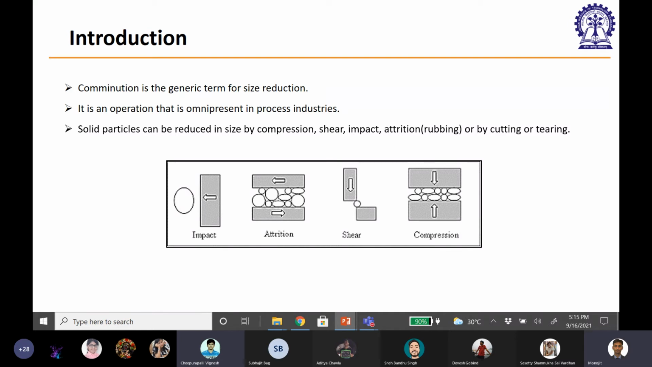No, that's not right. If they collide with each other, that's an impact force. Yeah, so we are not applying the force, sir. No, it's not like that. If you see the image itself, here we have surface action both at the top and the bottom. Sir, here two arrows are there in attrition and in shear one arrow is there. That is the difference between the two images.